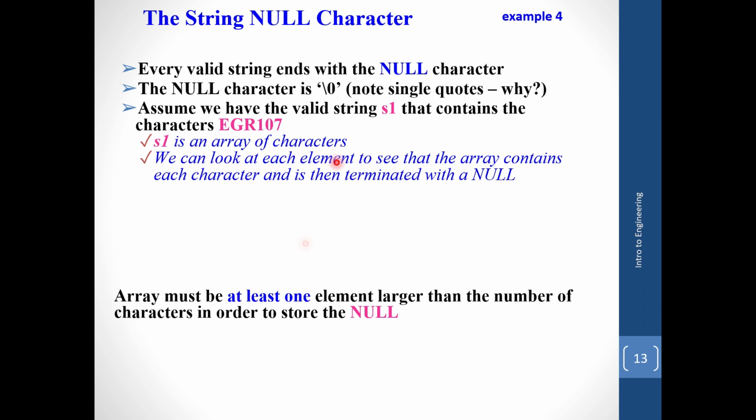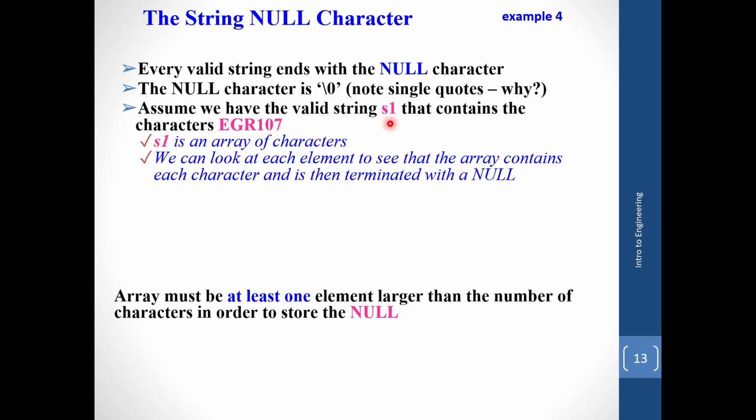Okay, so like we said, the string ends with a null character. This right here is actually the null character. It's \0 inside those single quotes. Now, why did I include the single quotes here? To show that it in and of itself is one character. This thing is one character, it's the null character. So let's look at an example.